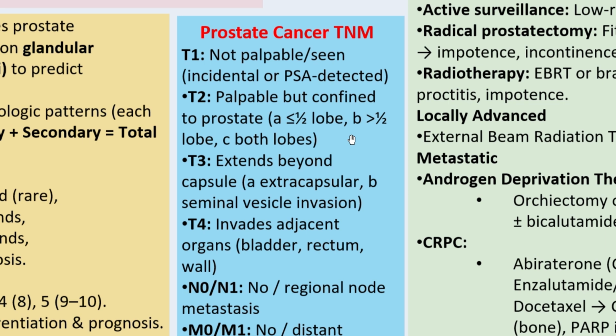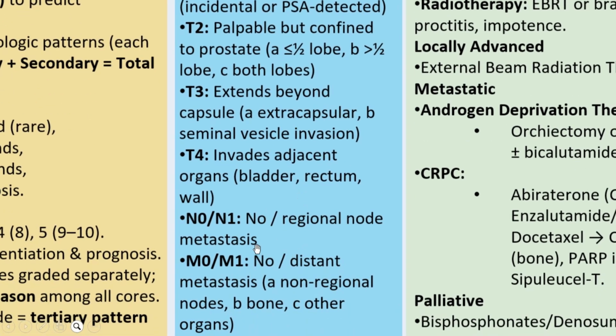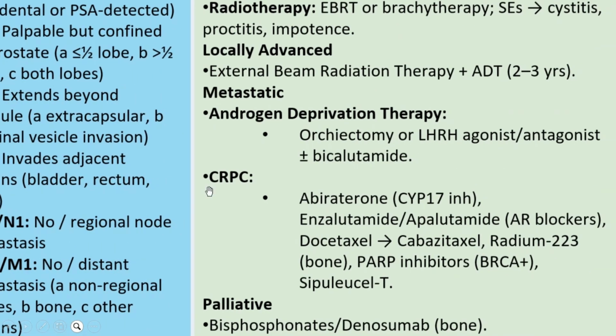Then lymph nodes, we have N0 and N1. So N0, no lymph nodes. N1, we have regional lymph nodes or regional node metastasis. Then M0, no metastasis. M1 is when we have metastasis.